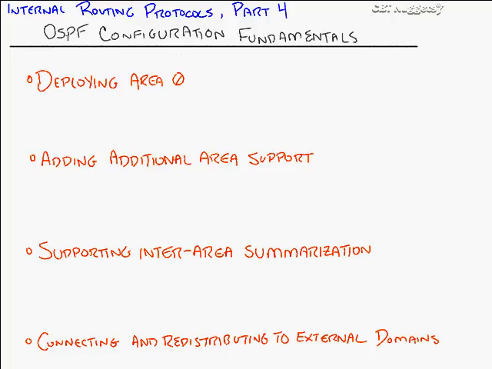We're then going to add additional area support one by one. We're going to start off by deploying an additional normal area, just a standard OSPF area. We'll get into some of the stub areas, and then we'll get into a totally stubby area and add external routes coming in from a RIP network.